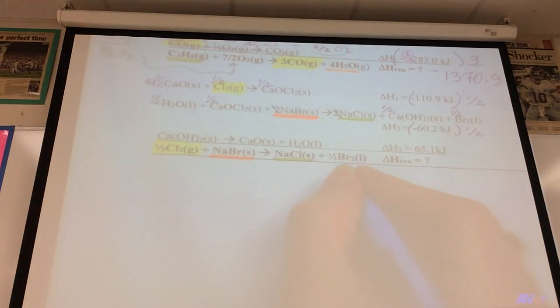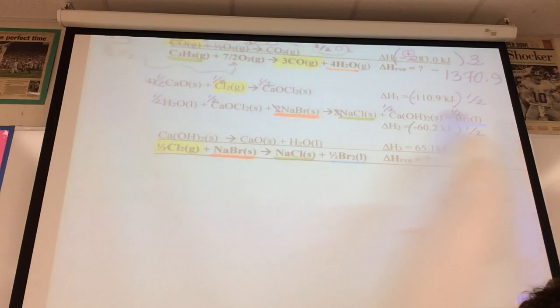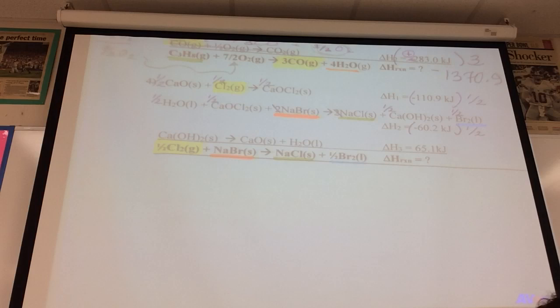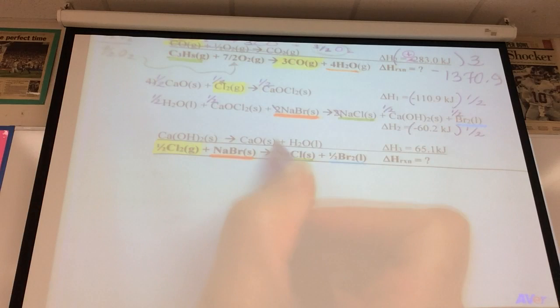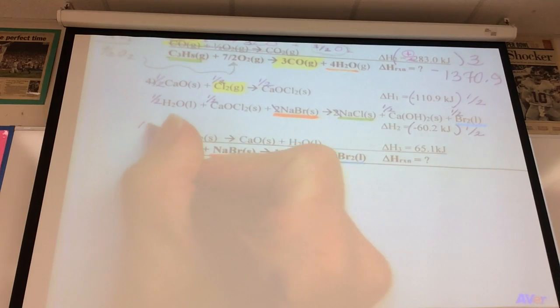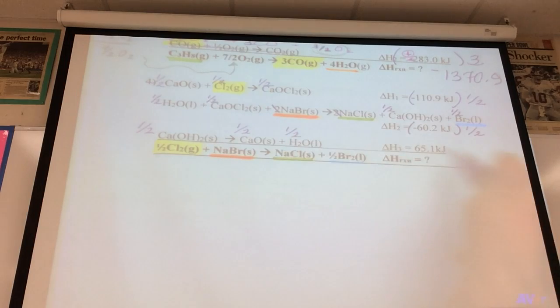Half a mole of bromine liquid. That's right here. So are we done? Maybe, maybe not. Let's start to cancel things and see if they cancel. I have half a mole of calcium oxide, but I've got 1 mole of calcium oxide here. What does that suggest I need to do to the third equation? Multiply by a half. And you might have missed that if you didn't cancel everything out.